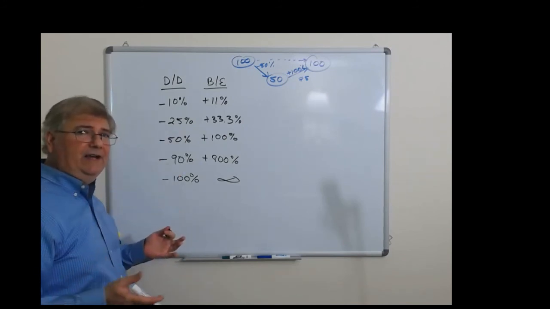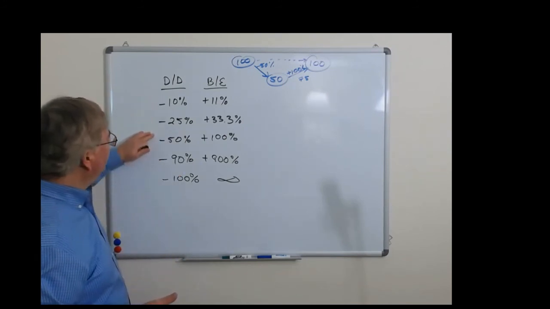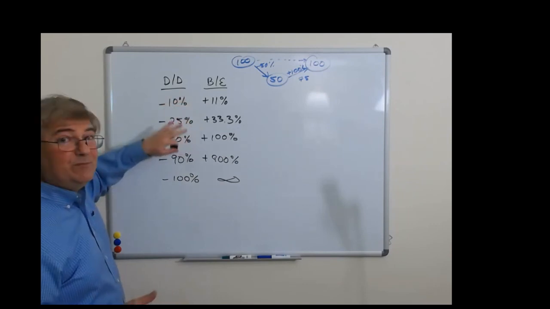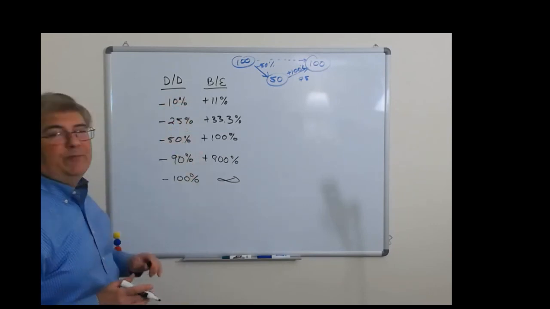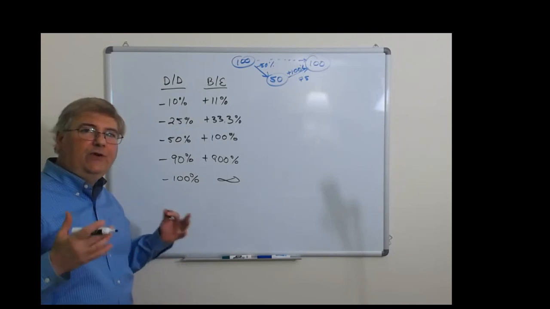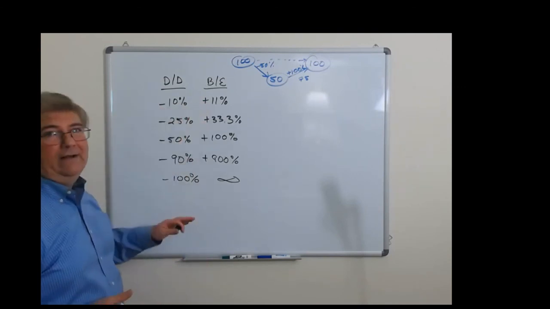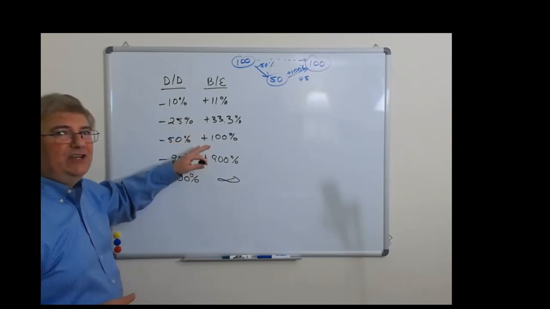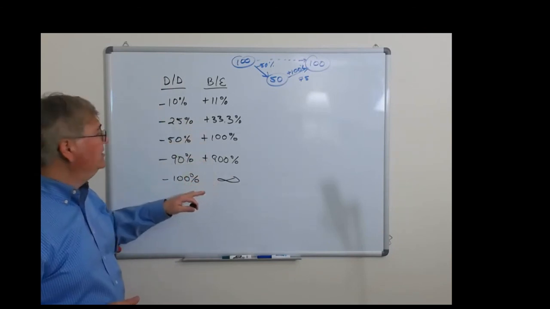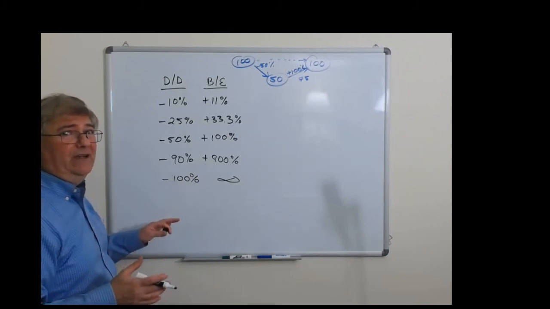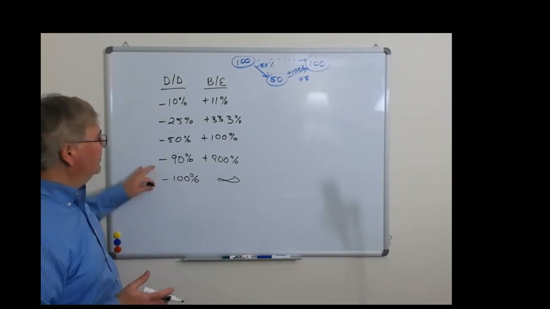So do you see the pattern here? The deeper the drawdown, the more exponentially greater the percentage return that is required to get you back to break even. It's not one for one. It actually gets exponentially more difficult to get back to your starting point, your break-even point, the deeper your drawdown gets.